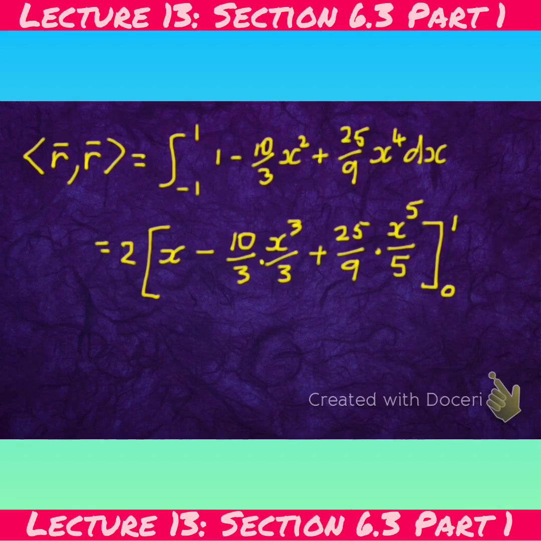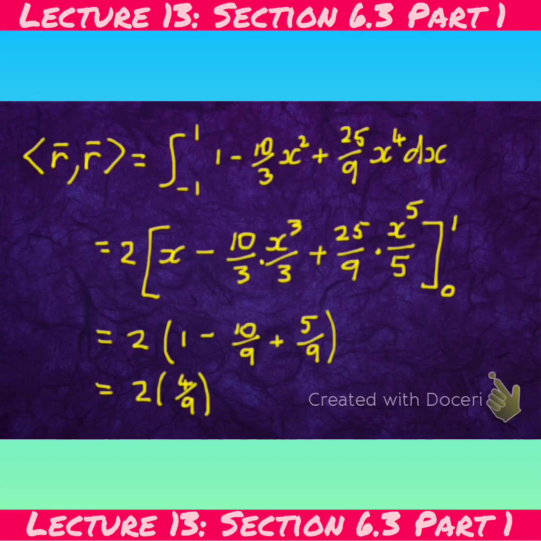Okay. So that is then equal to 2 times 1 minus 10/9 plus 5/9. And then that is equal to 2 times 4/9. And this implies then that the norm of r is going to be the square root of 8/9. Okay, so normalizing the vectors, we get the final set.